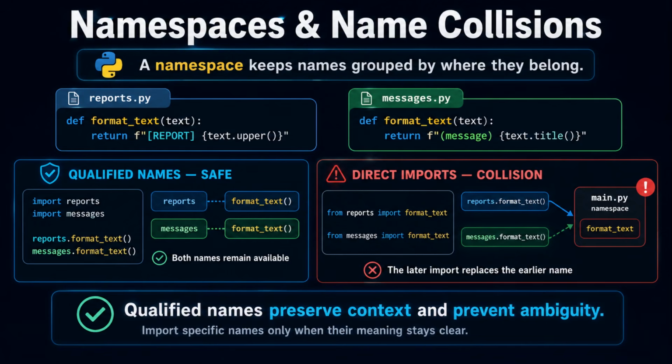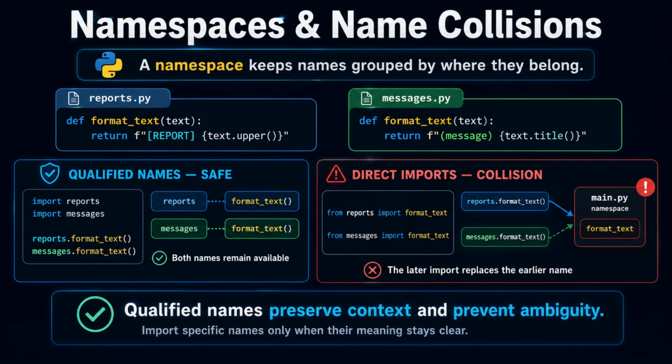In this example, both reports.py and messages.py define a function named formatText. That is perfectly reasonable because each function belongs to a different module and performs a different kind of formatting. If we import the modules with import reports and import messages, the functions remain separated by their module namespaces. We call one as reports.formatText and the other as messages.formatText. Both functions remain available, their origins are clear, and Python has no trouble distinguishing between them.